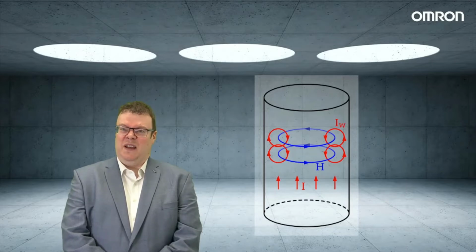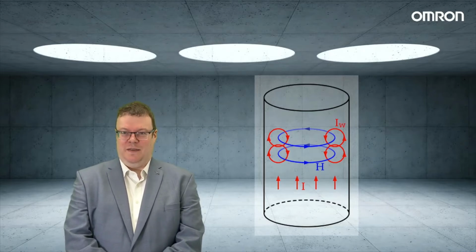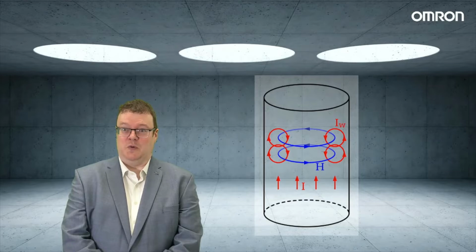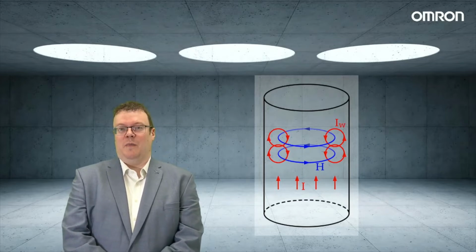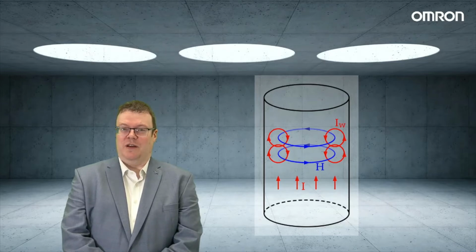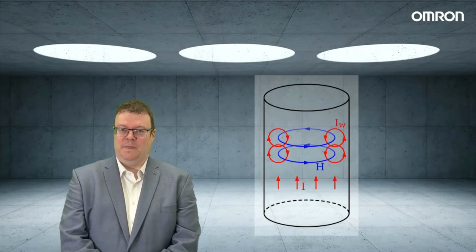So if we look at this diagram, if you imagine I is the current flowing through the cable, H is the magnetic field being generated that's surrounding it as per our Maxwell's rule, and IW, the red circles, are actually eddy currents that are being created in the cable by the magnetic field. These eddy currents oppose the flow of current and essentially push all the current flow to the outside, or the skin, of the cable. The higher the current and the higher the frequency, the more pronounced the skin effect is.